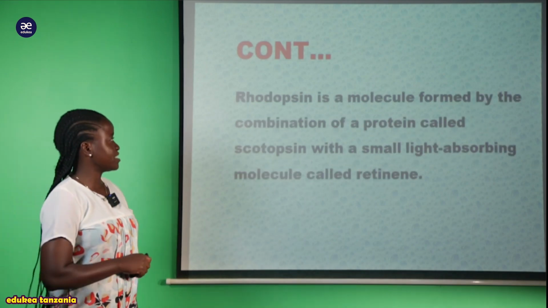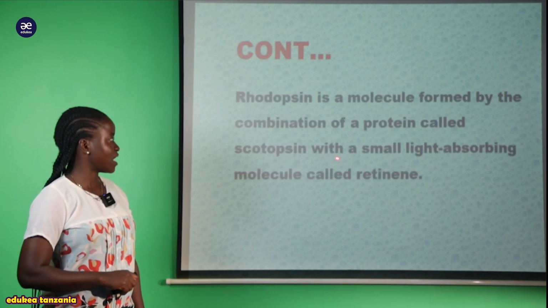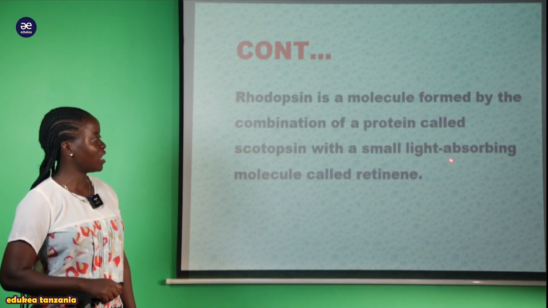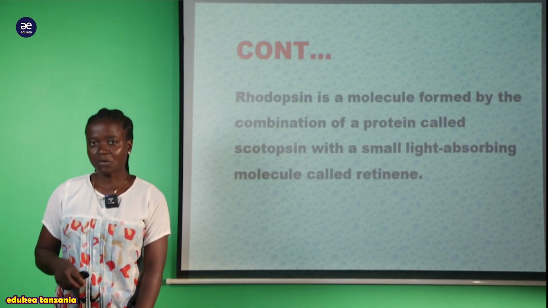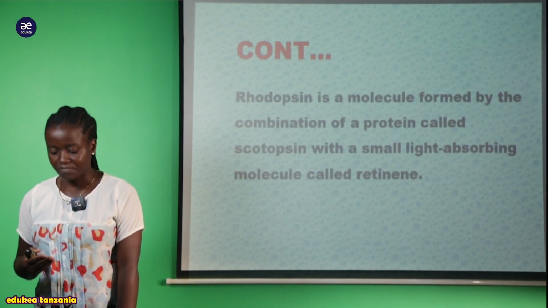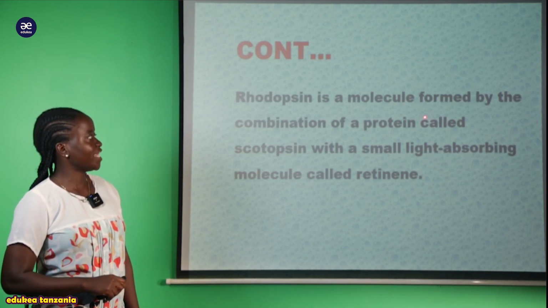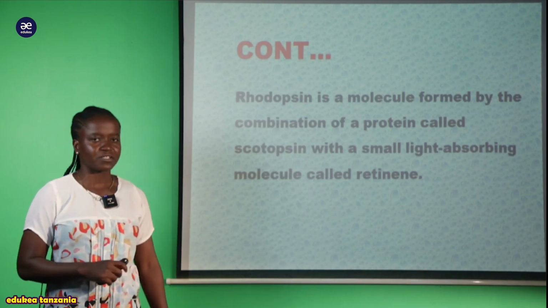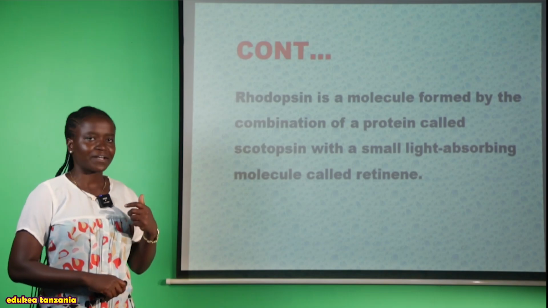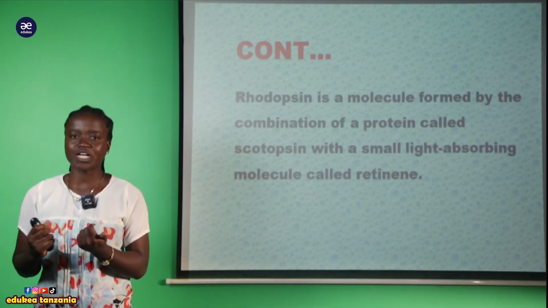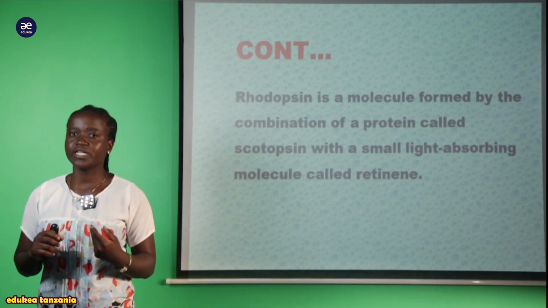So this rhodopsin is a molecule formed by a combination of a protein called scotopsin with a small light-absorbing molecule called retinene. So we say that what we call rhodopsin is a molecule formed by a combination of two molecules. The first is called scotopsin and the second is called retinene. These form the pigment found within the rods called rhodopsin.